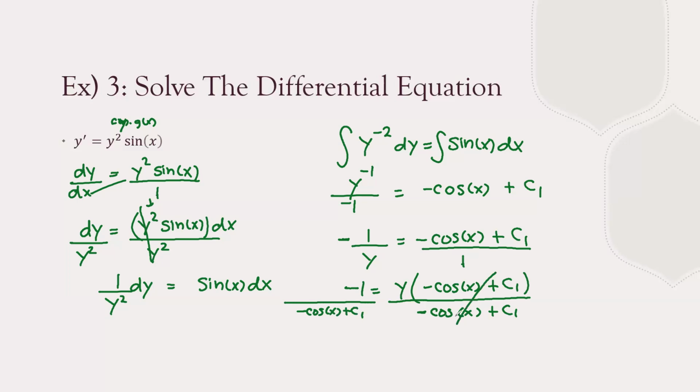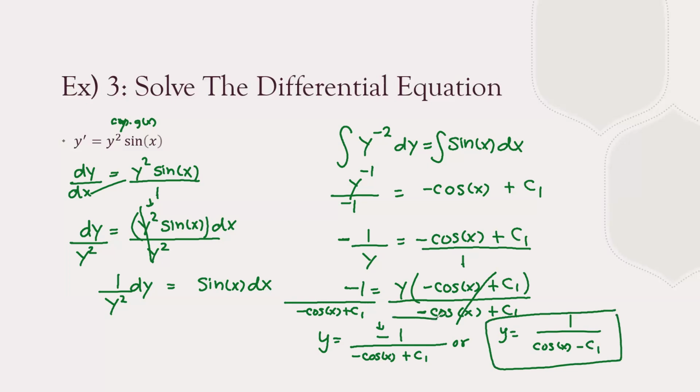Okay, so this cancels. So you're left with y equals -1 over the whole thing. Or because you have this minus, you could put that minus in the bottom and distribute that. So you can also say y equals 1 over, the 1 becomes positive, and if you distribute that, positive cosine of x minus c1. So this is fine, and this is fine.